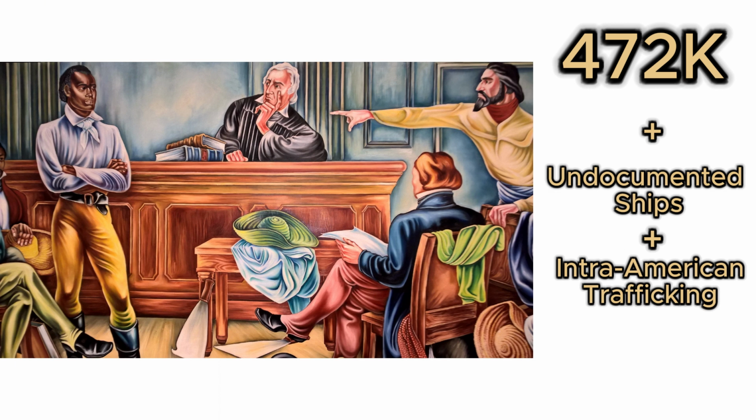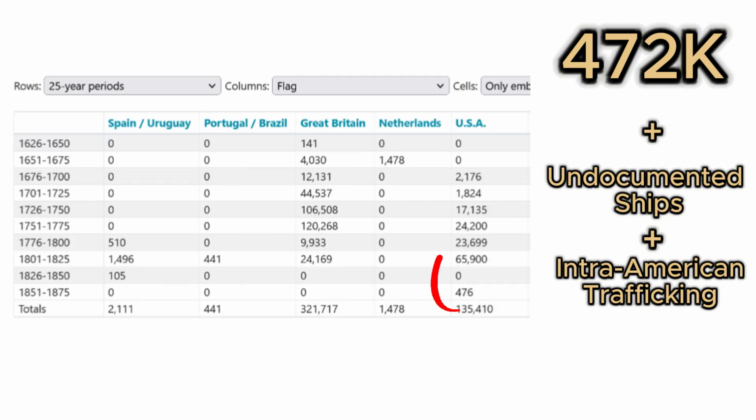And all of this proves that one, people were being brought here from Africa. Two, there was trafficking going on within the Americas. And three, there was illegal trafficking going on, which would not have been documented, of course, and therefore wouldn't be counted in this database. And if you look here, the numbers for the US go down significantly in 1825.